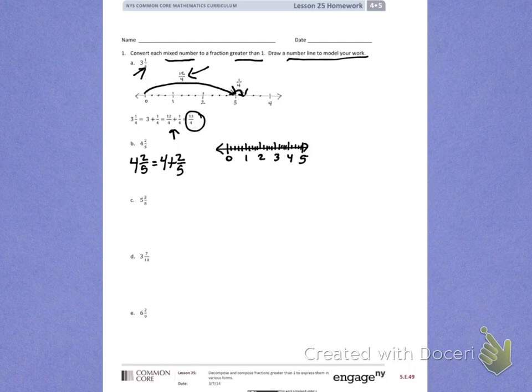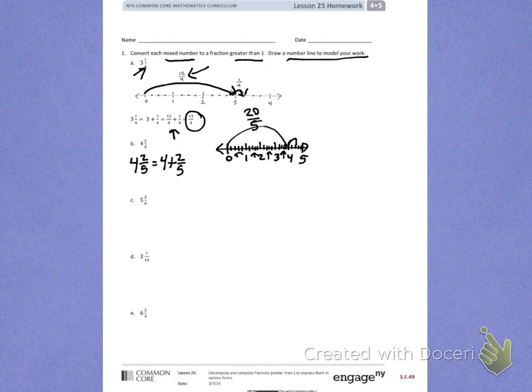So we need to figure out from 0 to 4 how many fifths there are. Well, how many fifths are there in 4? You can either count each tick mark, or you can think, if I have fifths and I want to figure out how many fifths are in 4 ones, you get 20 fifths are in 4 ones. This is 5, this is 10, this is 15, this is 20 as blocks. So you're looking at 20 fifths, but the problem wants us to add on 2 fifths more.